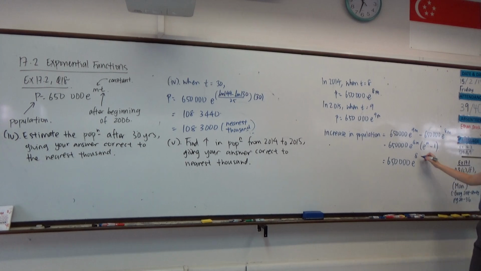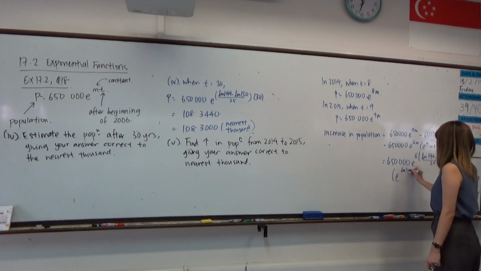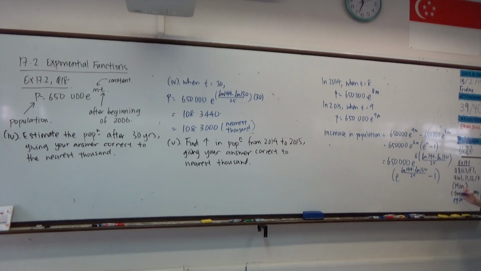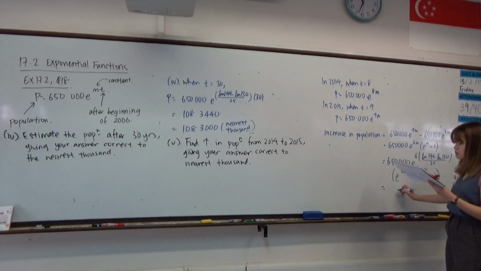So you will have ln 199 minus ln 130 over 25 times e to the power of ln... Especially some of you with very bad handwriting, you keep on writing and end up I will not be able to see where's the answer. So in this case, you will get 13,000 when rounded to the nearest thousand.